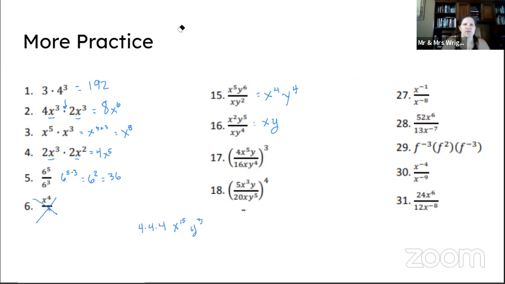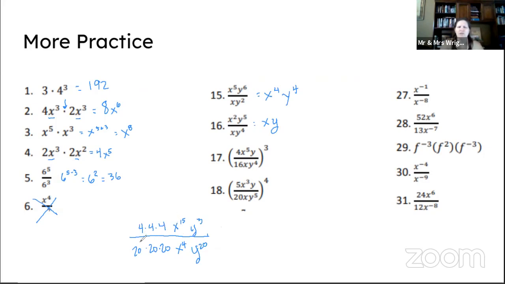So let me go now to the bottom. We have 20 to the power of 4. So 20 times 20 times 20. And then we have x to the power of 4 and y to the power of 20. 5 times 4 is 20. Now, we are not done because we need to simplify these, okay?